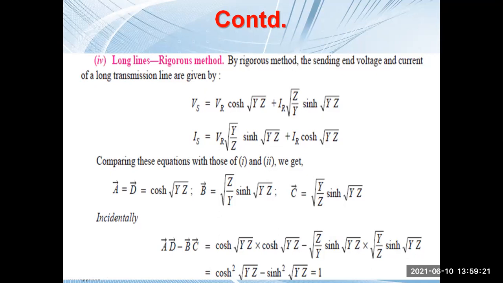Okay, is it clear? Is it clear? Yes, sir. Should I derive it on the board? Should I derive?